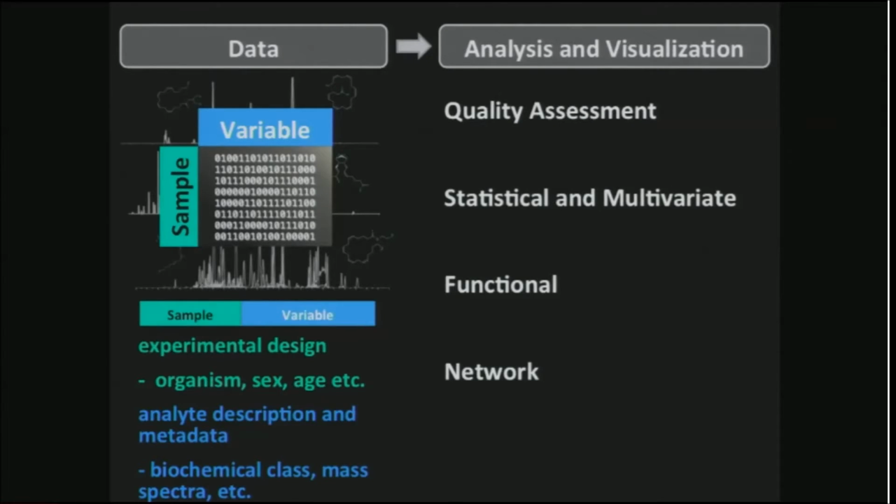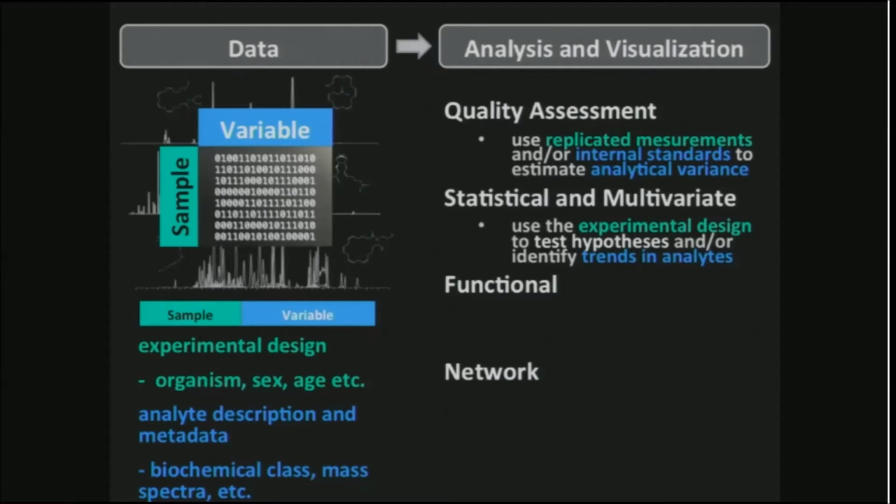So one thing you might be interested in is quality assessment. You might be doing this by looking at your replicated measurements and/or internal standards to estimate the analytical variance. Once you've done that and determined that your data is worth analyzing, next you're going to use your experimental design to pick out rows of your data and test some hypothesis. Or maybe you don't know what you're looking for, and you're going to use non-supervised techniques to just identify trends in your analytes, what you've measured.